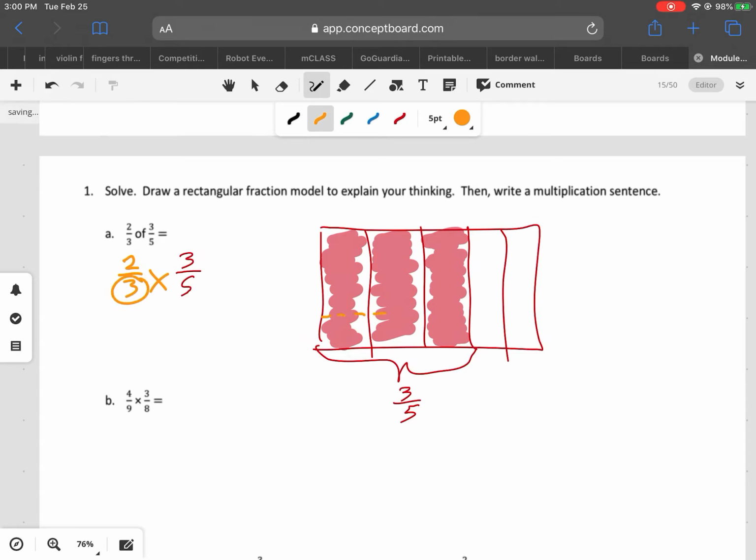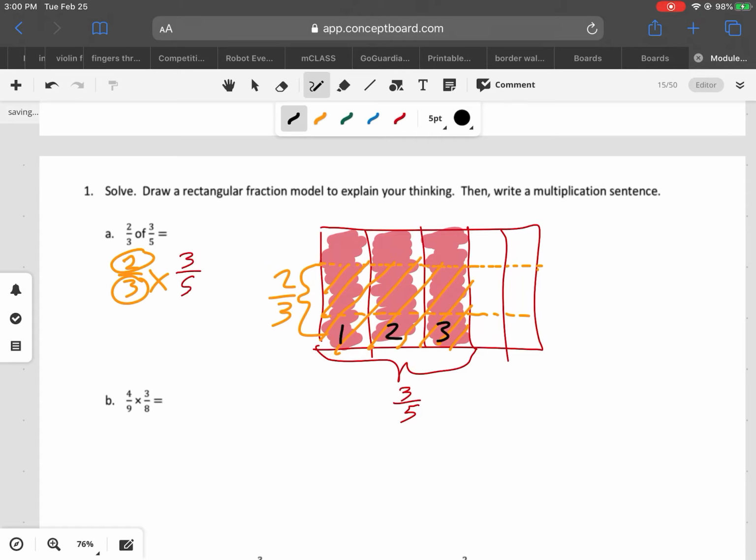Alright, so now what I need to do is pay attention here and cut this into thirds. It's a little hard to see. I chose my color, so I need to stick with it for right now. And of those 3, I'm going to be shading in 2. Double shade. 1, 2. Okay, so I'm shading in 2/3.